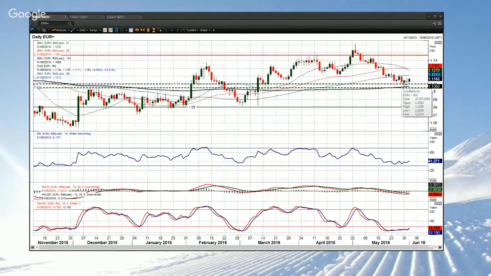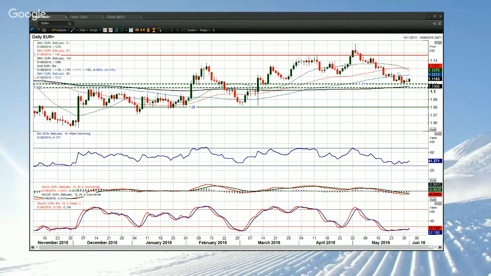The last 5 days we've seen 1106, 1096, so within 4 ticks of 11 figure, 1120 and 1111. So that key $1.11 level is still holding, and it's not really showing any real signs yet of breaking down.